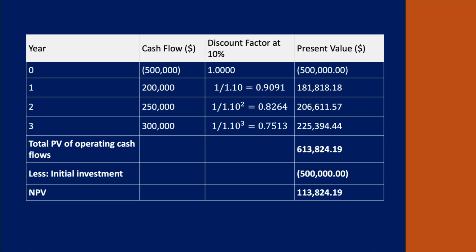The sum of the present values gives us 613,824, whereas our initial investment was 500,000. So the project is giving a net present value of 113,824. Hence the project should be accepted.